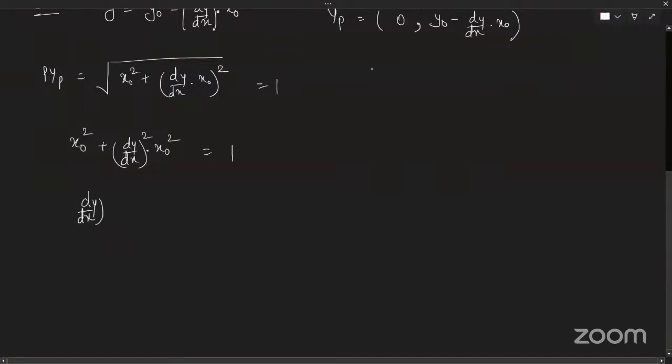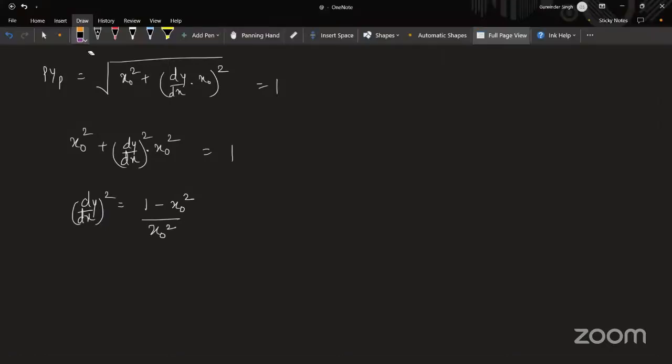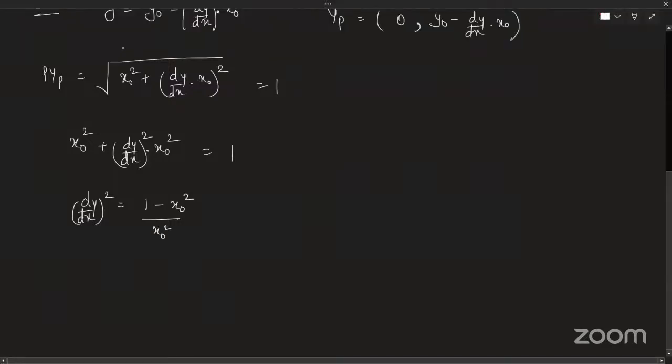So dy by dx whole square is equal to 1 minus x naught square divided by x naught square. Correct? So my differential equation, if I write this as a differential equation, dy by dx is equal to square root of 1 minus x square divided by x. Right?